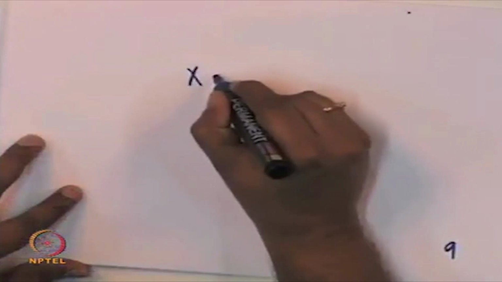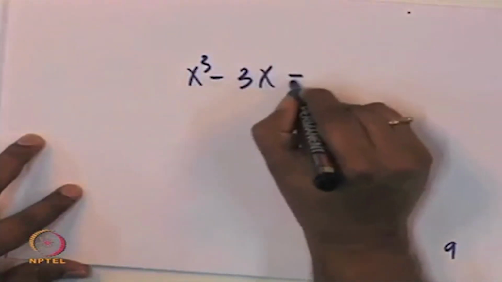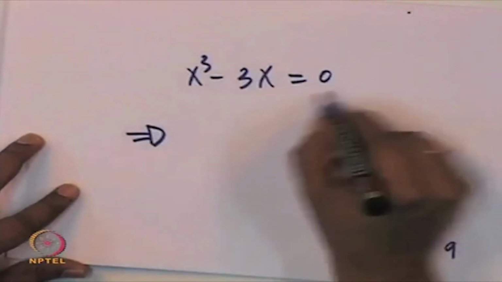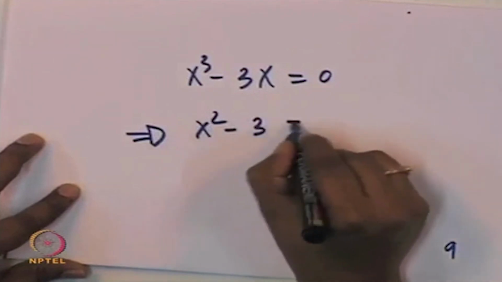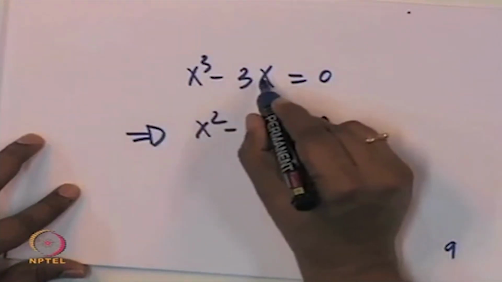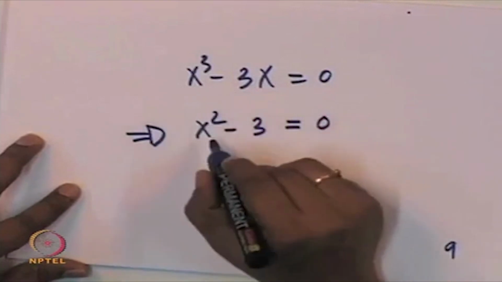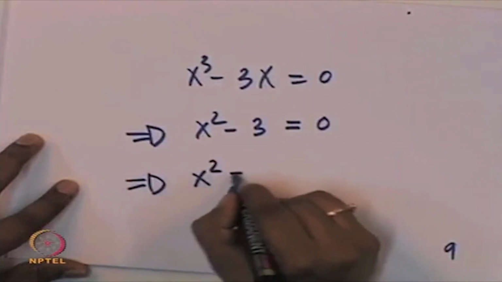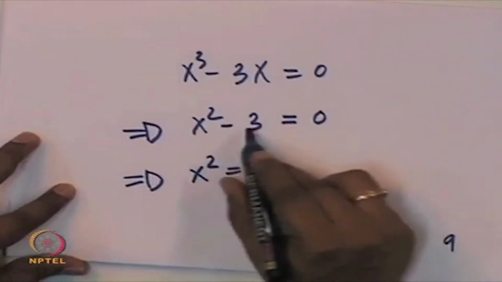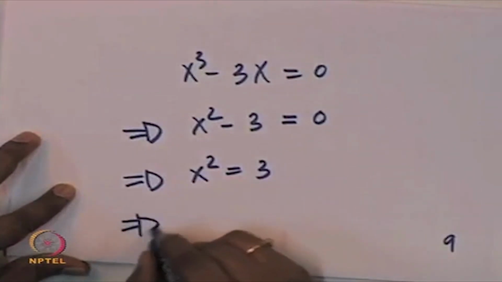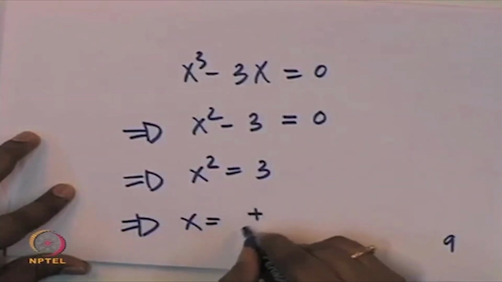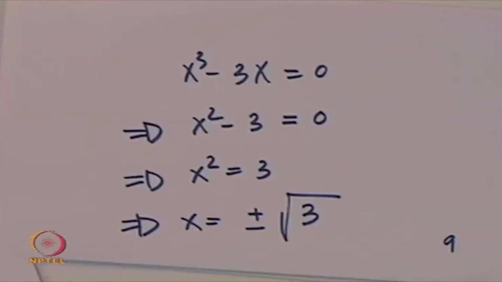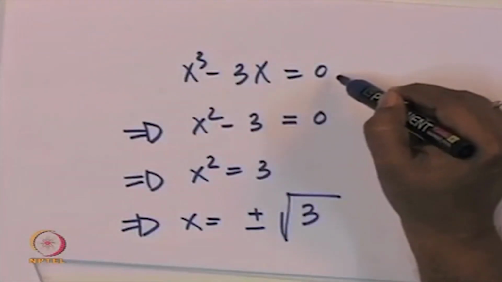So, x cube minus 3x equal to 0 implies, there is an x you can take out. So, you divide throughout by x. I can divide this term and this term by x. So, you get x square minus 3 equal to 0. This implies that x square is equal to 3, because I can take this 3 to this side. This implies that x is plus or minus square root of 3. So, when x is plus or minus square root of 3, the function is 0.